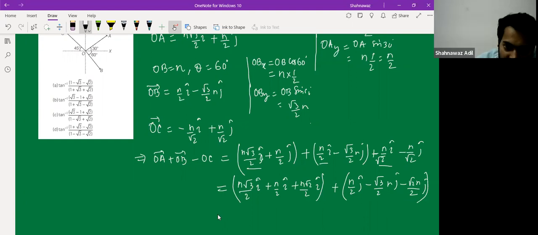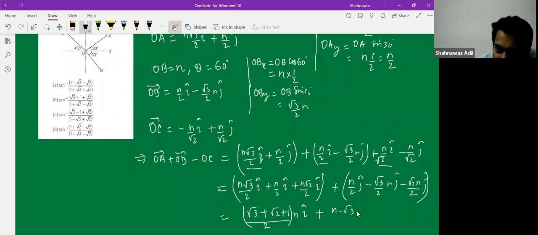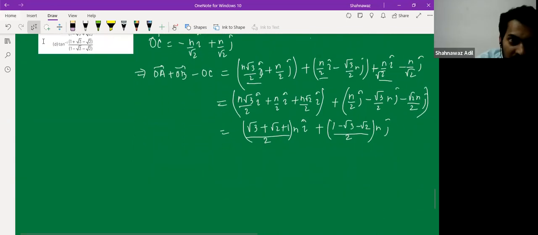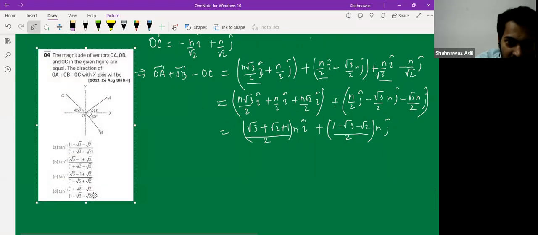Okay. So what do we have? This is root 3 plus root 2 plus 1 by 2 n i hat, plus n times 1 minus root 3 minus root 2 by 2 j hat. Understood up to this point? Yes, sir. Okay. So what will be the final answer?